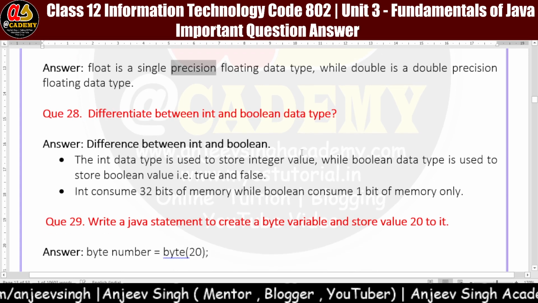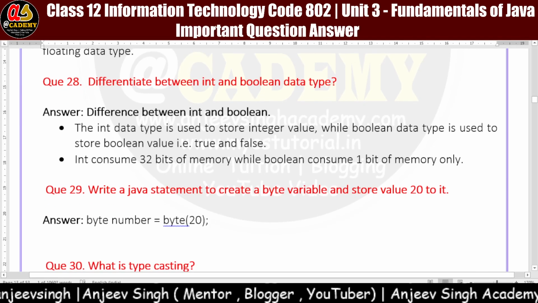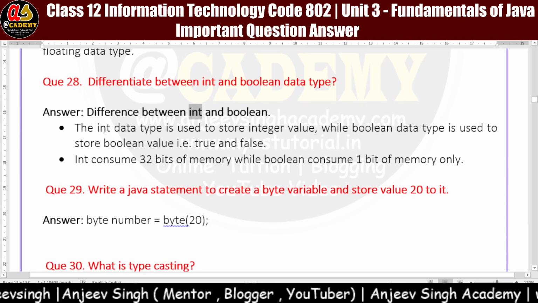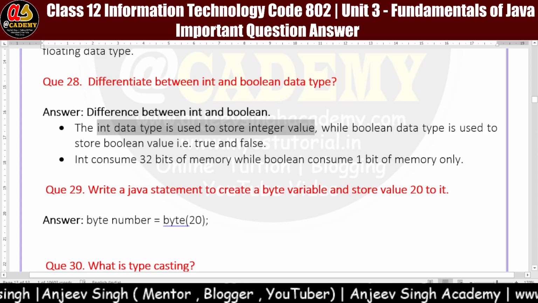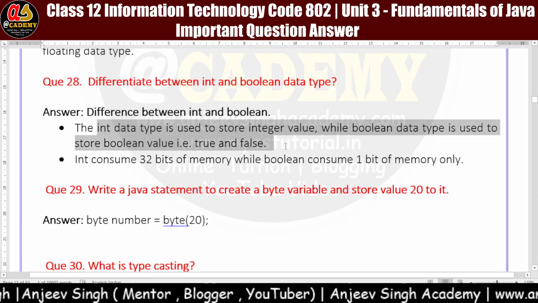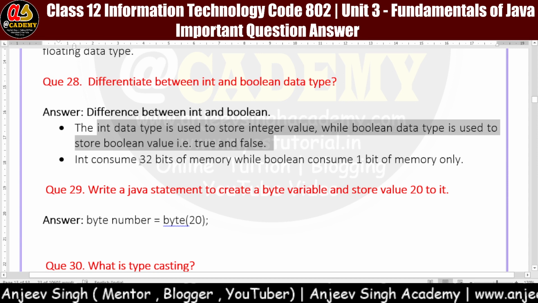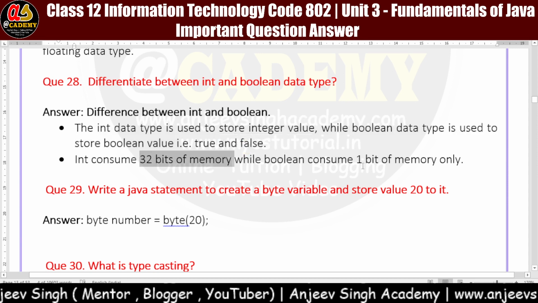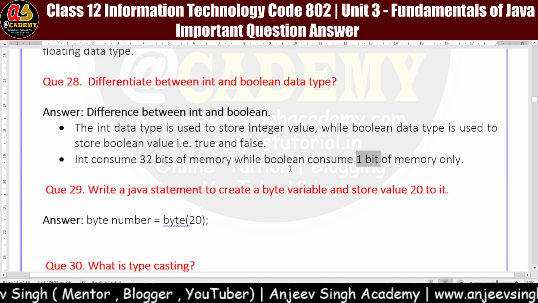Differentiate between integer and boolean data types. The integer data type is used to store integer values, while the boolean data type is used to store boolean values, that is true and false. Integer consumes 32 bits of memory, while boolean consumes only 1 bit of memory. Okay.